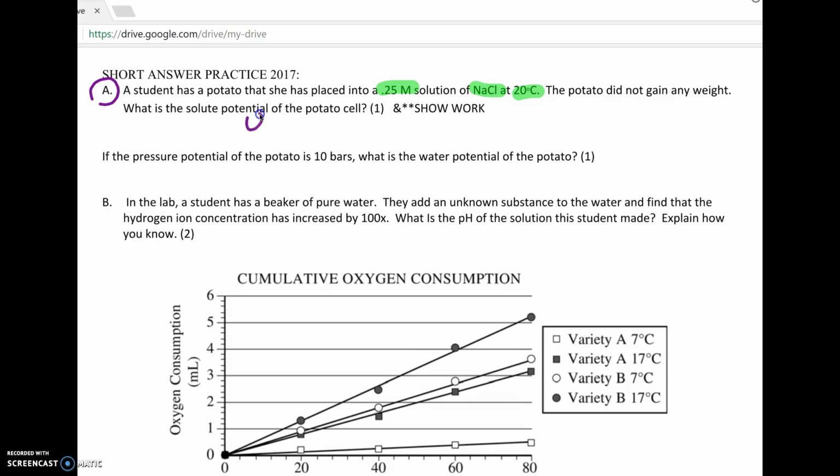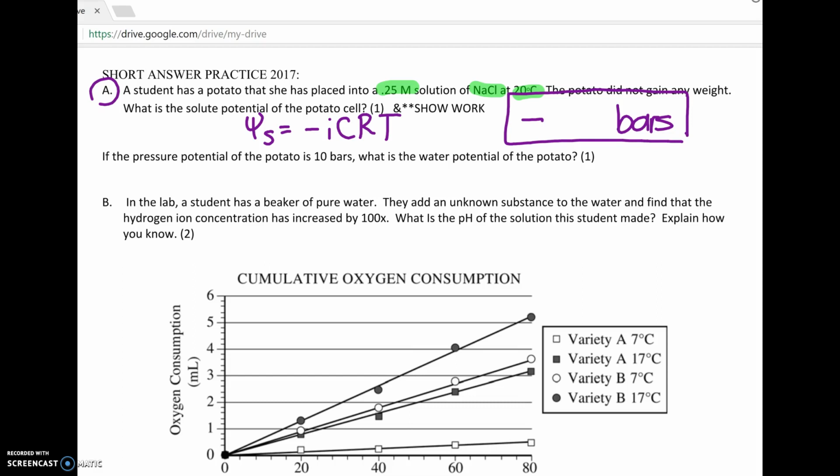So if you remember our solute potential formula, negative iCRT, keep in mind it's always 100% of the time going to be a negative answer when you're doing this, and your units for this are always, again, 100% of the time going to be bars. So don't lose points for those little mistakes, forgetting that it's negative and forgetting your units. So let's walk through this one really quick as an example.